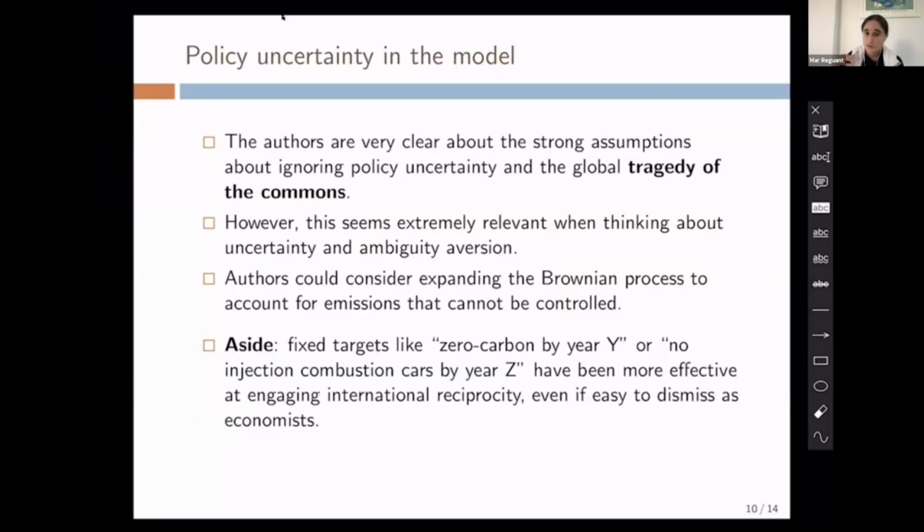Here I wanted to put a bit of a side note that's got me thinking lately. As economists, we tend to dismiss these kind of cliff ideas: 2 degrees Celsius, something we really need to avoid, 0 carbon by year 2050, no internal combustion engines by year, whatever. And yes, as an economist, I agree that having these very fixed targets might seem wrong, but we have to recognize that it's one of the few things that has gotten some international reciprocity. Whether countries pretend to stick to these commitments, it's very unclear, but at least it's gotten them to speak up and promise things that probably won't be delivered.